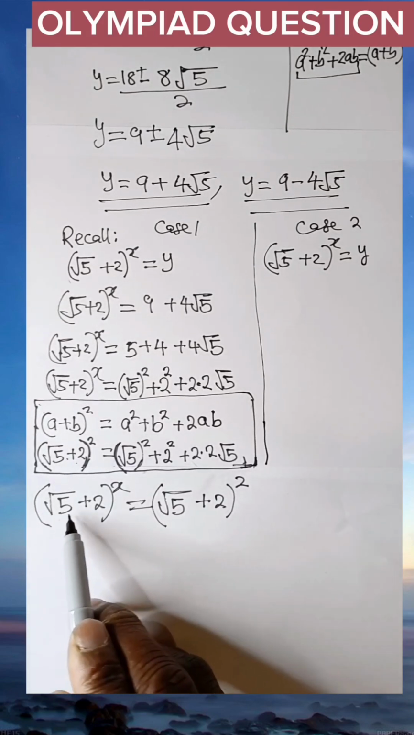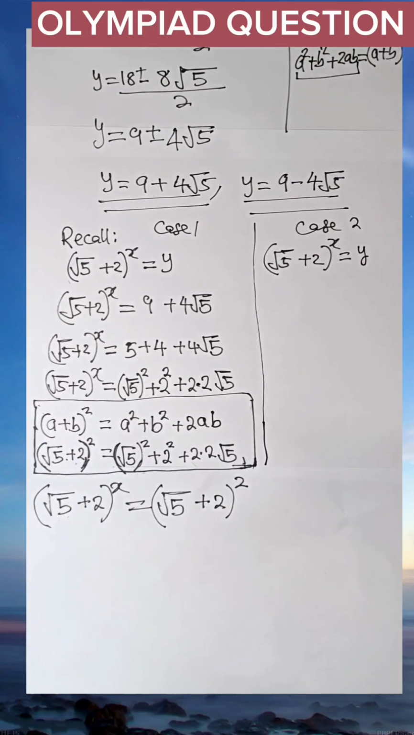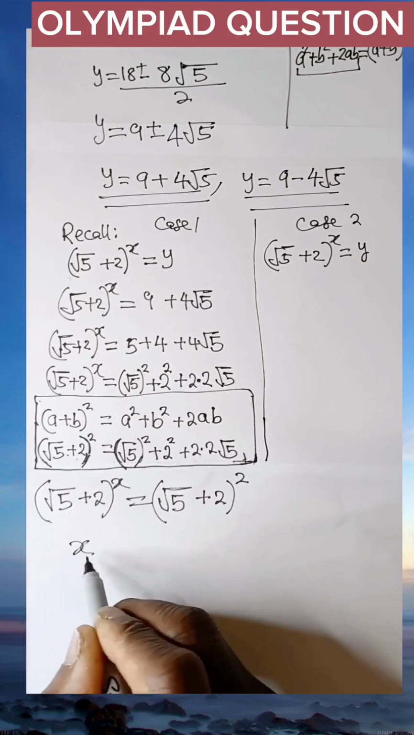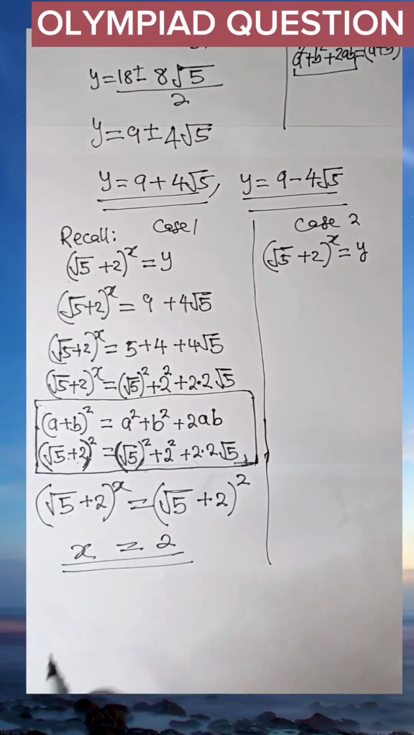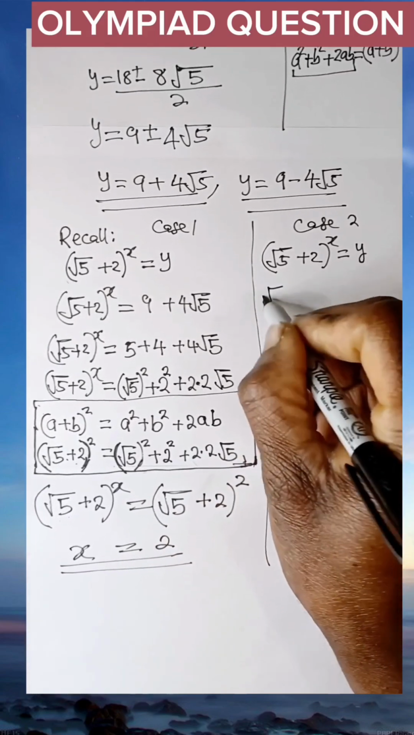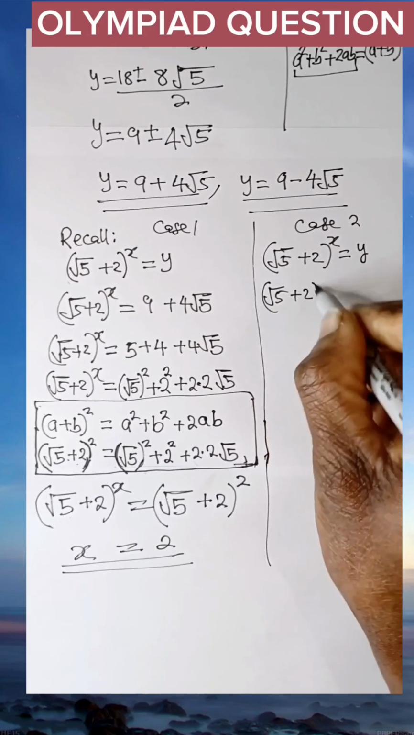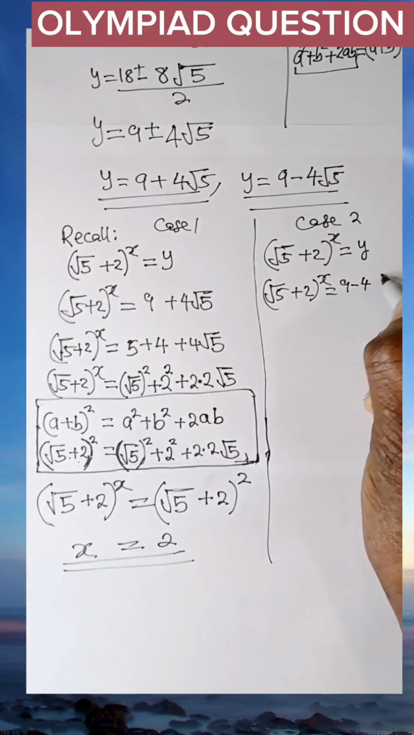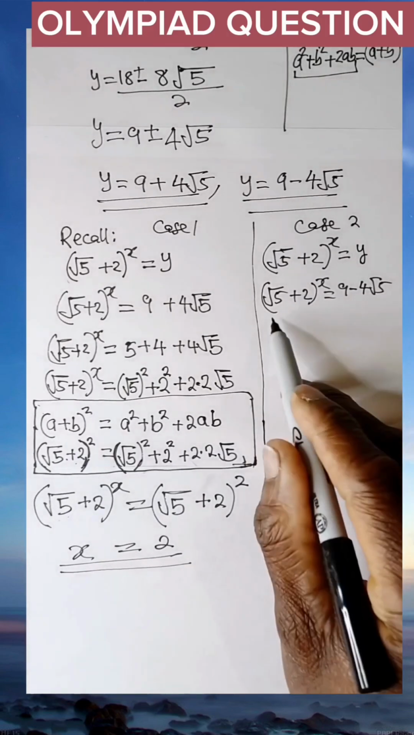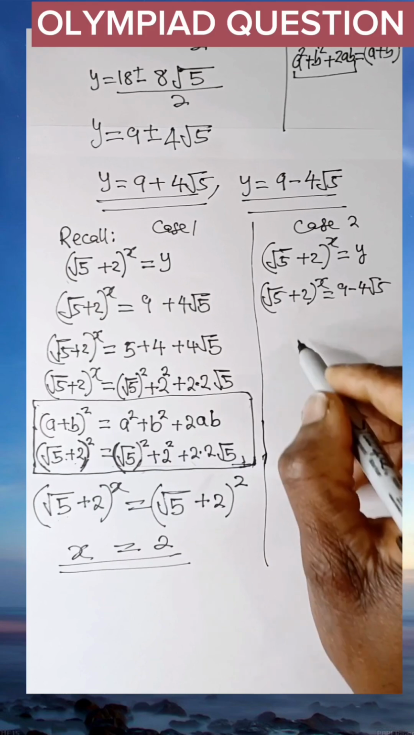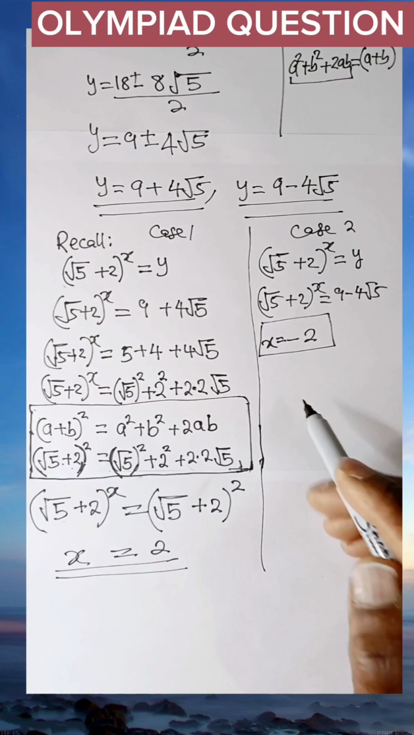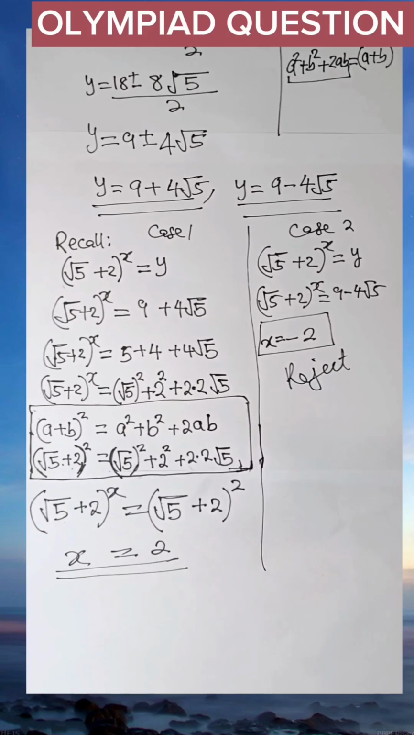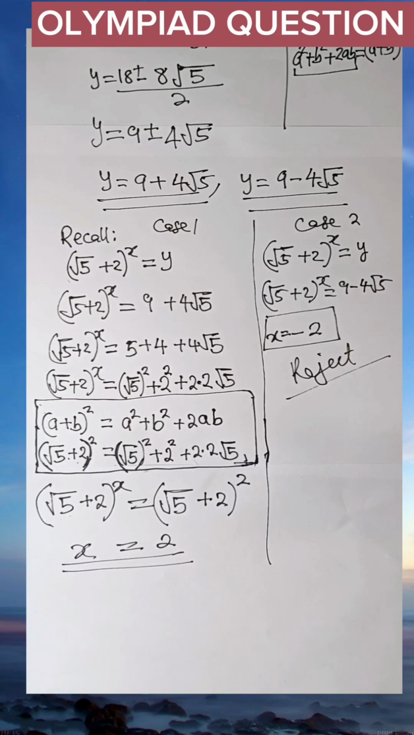Here we have a common base of square root of 5 plus 2. Since the bases are the same, we will equate the exponent. If we equate the exponent, we have that x is equal to 2. In the second case, we have (√5 + 2)^x is equal to y, and y is equal to 9 minus 4 times the square root of 5. If we simplify this, it will give the value of x as minus 2. This will not satisfy the equation, so we will reject this. So x is equal to 2 satisfies the equation.